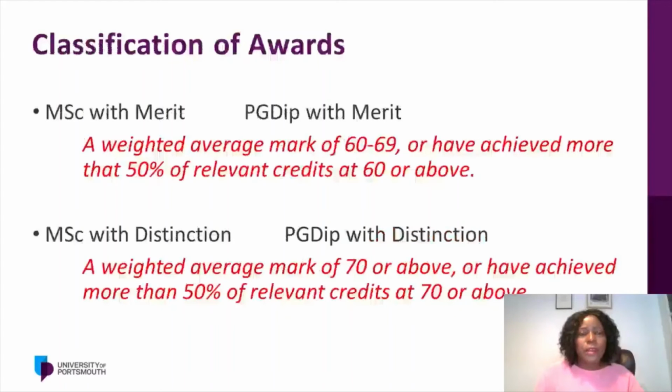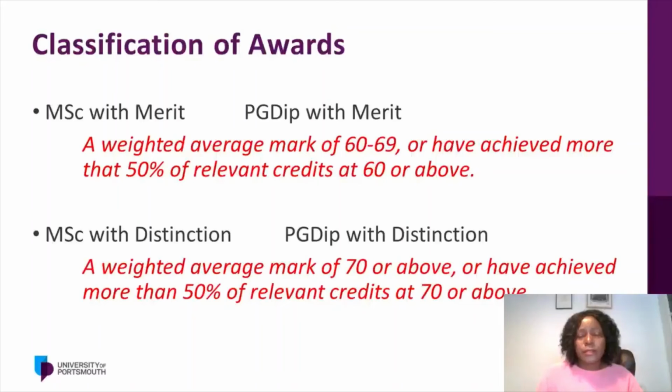Okay, so the awards are classified as a merit or a distinction. You'll be given an MSc with merit or postgraduate diploma with merit if the weighted average of all your marks is between 60 and 69, or if you've achieved more than 50% of your relevant credits at 60 or above. For the MSc, it means you have more than 90 credits at a mark between 60 and 69. And for the postgraduate diploma, which is 120 credits, it means you have more than 60.